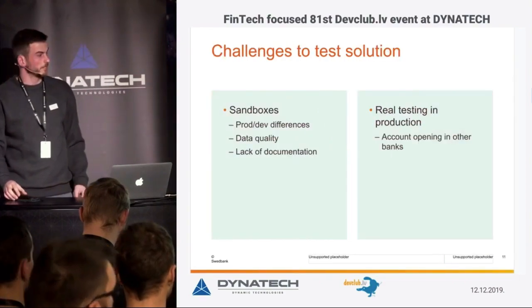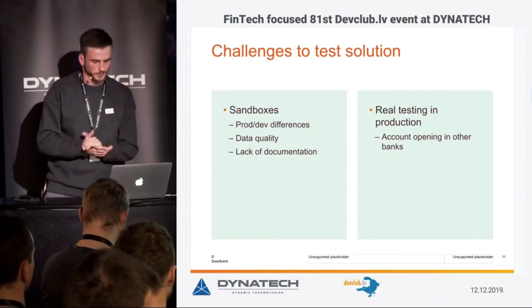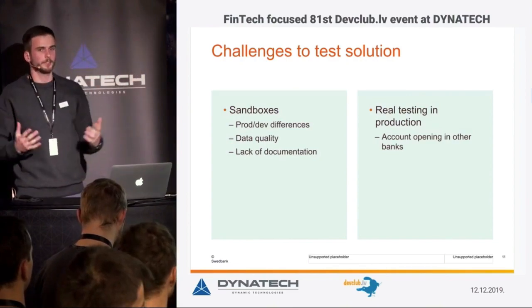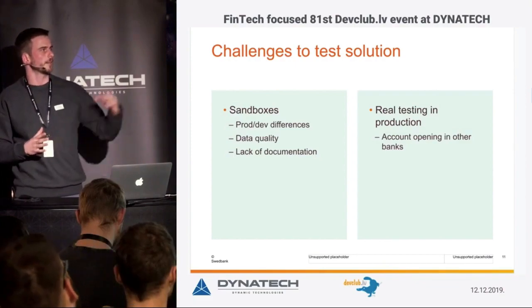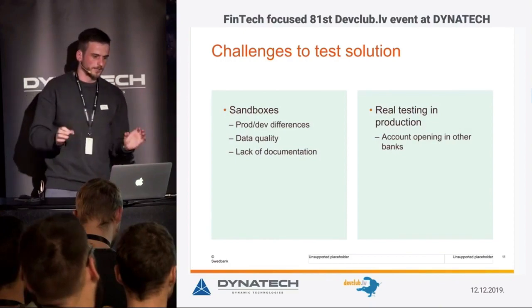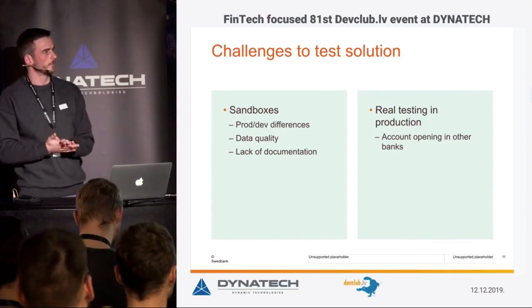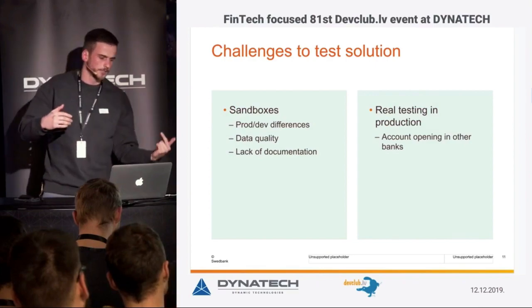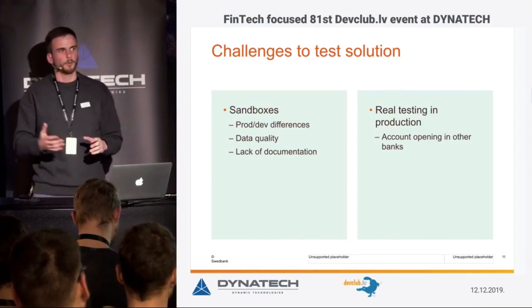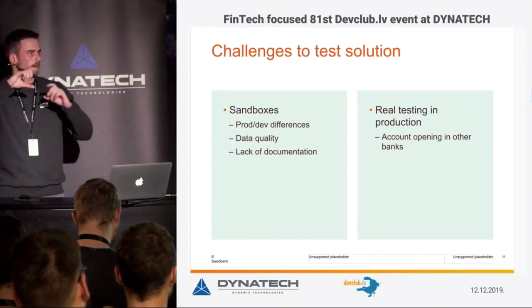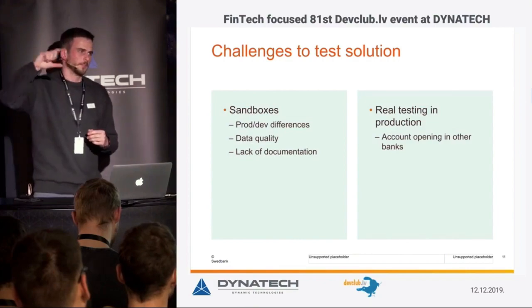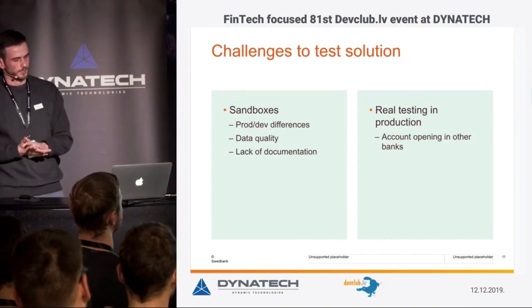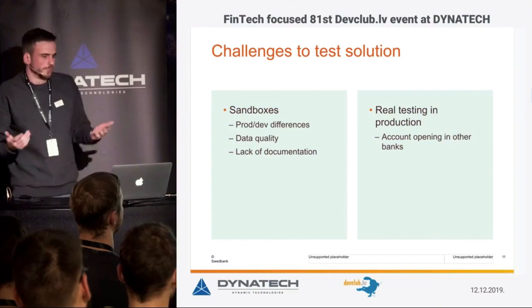Another very, very important and very challenging part is testing the solution. Obviously, the directive requires banks to provide sandbox environments. That's okay help, but since we released our first APIs to production, we noticed differences in production and development environment. And now we have bits of code that are covered by if-else statements. If environment is test, do stuff like this. If environment is not test, do stuff like this. So that's kind of tricky and not very nice looking code.